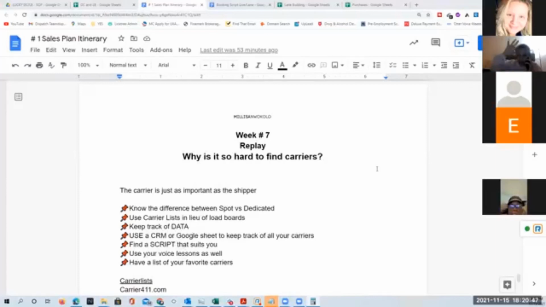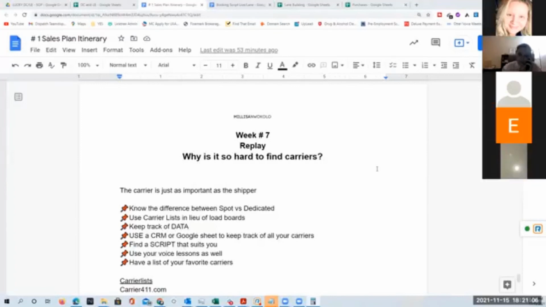Tap into it by saying, you know what, I have clients that have X amount, but it's going to require a lot of emailing and a lot of phone calls. And just as you put the effort into the sales part of finding shippers, that same investment has to go into the carrier side as well. So use carrier lists in lieu of load boards when you are looking for dedicated freight, and not expedite or holiday freight.